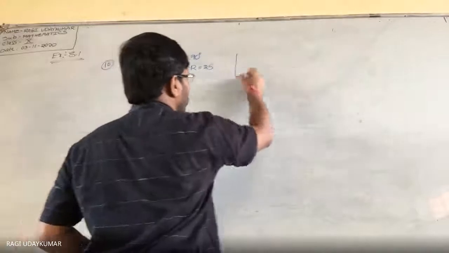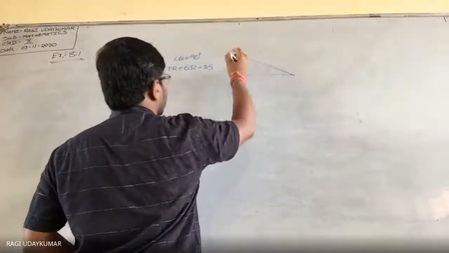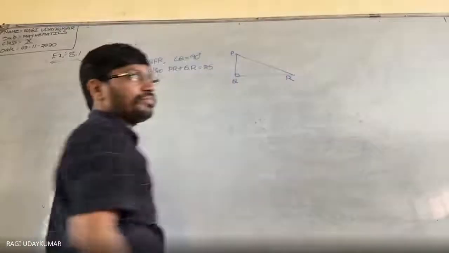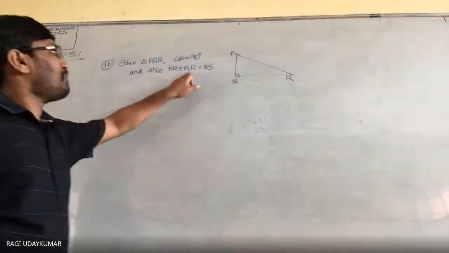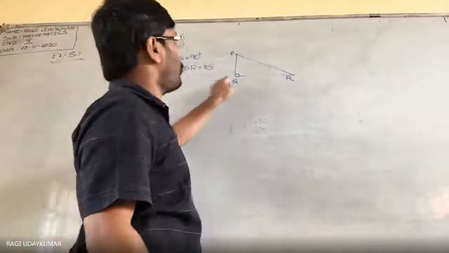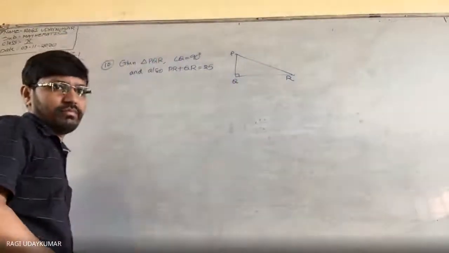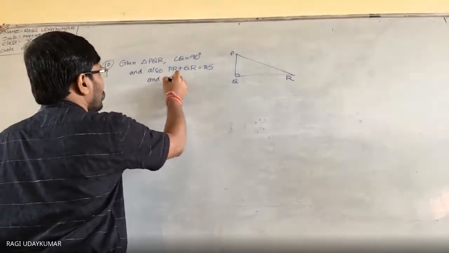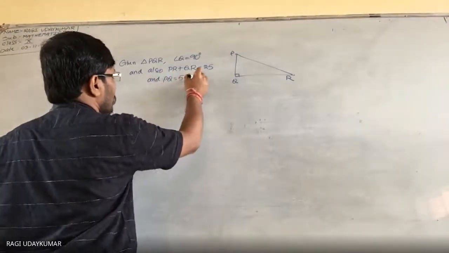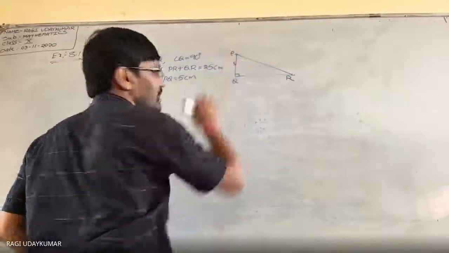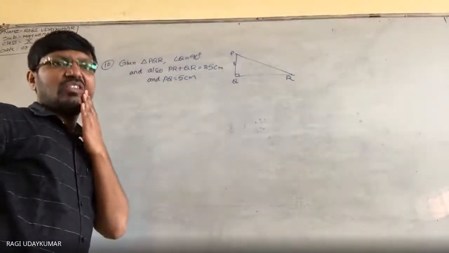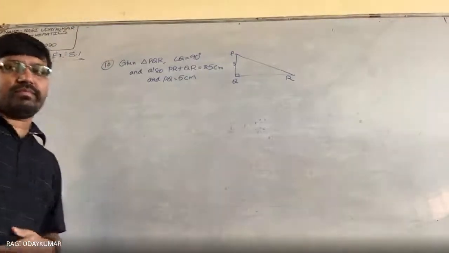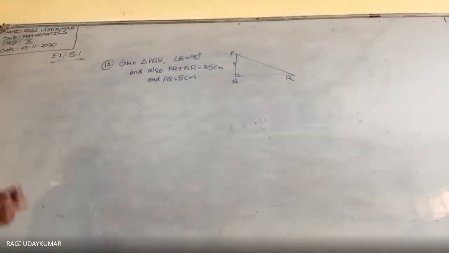So let us take the right angle triangle first. Angle Q is 90 degrees, so PQR. PR plus QR, when we add PR and QR, we get 25. And PQ is equal to 5 centimeters. This is given. Determine the values of sin B, cos B, tan B. How do you determine the values of this?